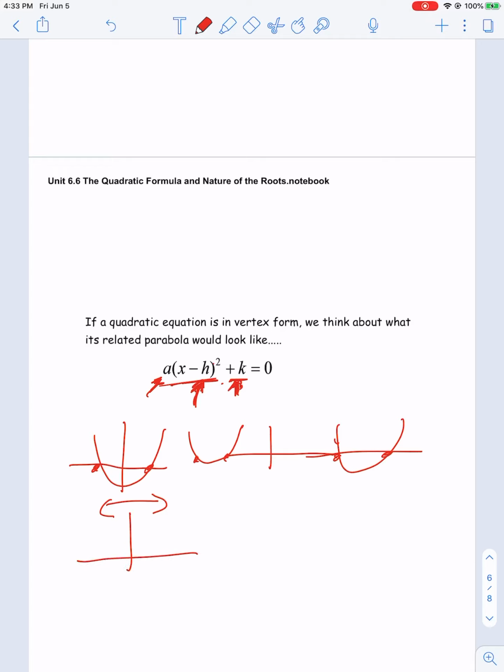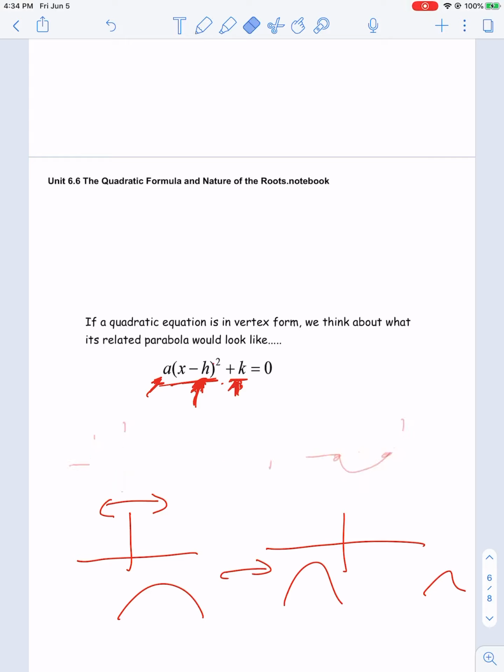If I had no roots to start off with, so let's say it looked like this, no roots, I move it left or right. Let's say I move it over here. It still has no roots, or I move it over here. It still has no roots. The H has nothing to do with how many roots there are. Absolutely nothing to do with that. So what we want to look at then is the A and the K.